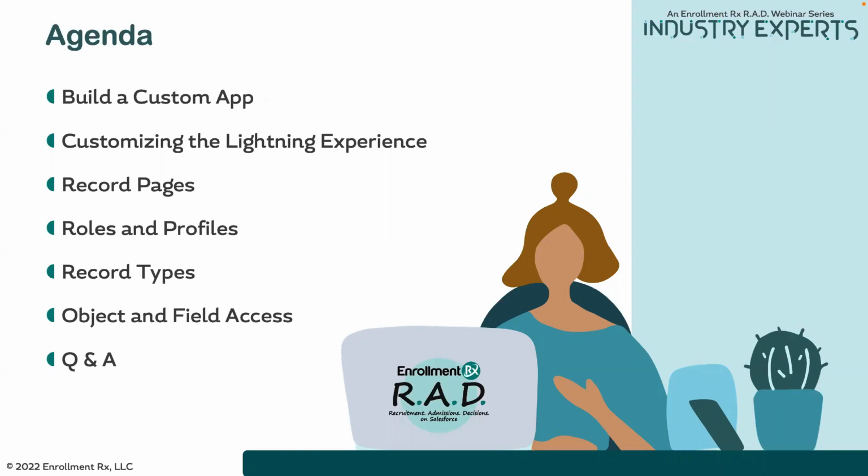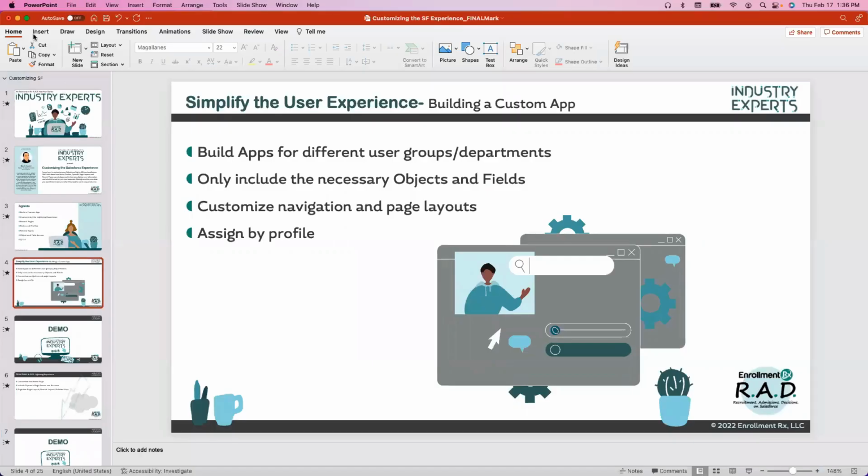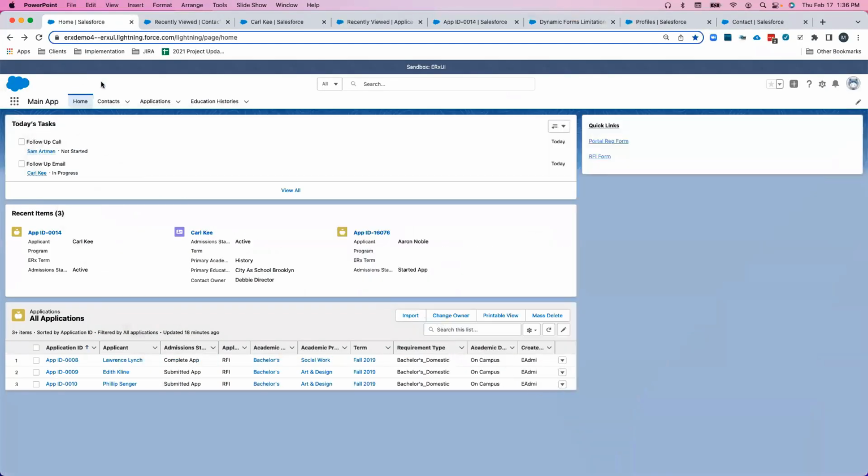Okay, so building a custom app. One way to make sure that all your end users have everything they need in one place is to create a custom app. This would allow you to show only the objects and fields needed for a specific profile. You can also customize the buttons and the page layouts so that all the info they need is front and center right where they need it. So with that, I'm going to jump over to Salesforce so that we can get started.